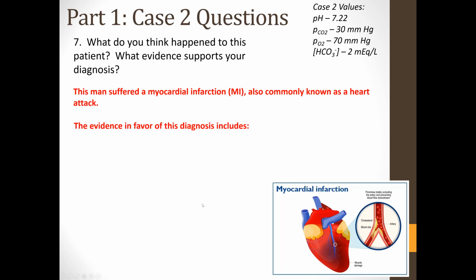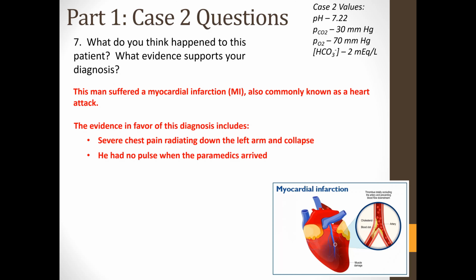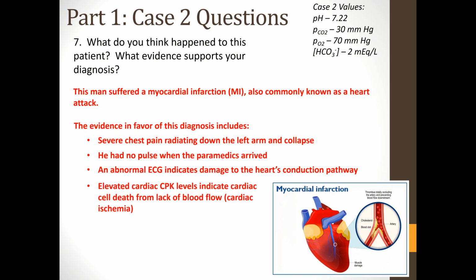So the evidence in favor of this diagnosis includes his severe chest pain that was radiating down his left arm and his subsequent collapse. The fact that he had no pulse when the paramedics arrived shows that his heart stopped beating. An abnormal ECG indicates damage to the heart's conduction pathway, as we covered in Chapter 20 earlier this semester. And elevated cardiac CPK levels indicate cardiac cell death from a lack of blood flow, which is called cardiac ischemia. We also talked about this earlier in the semester.